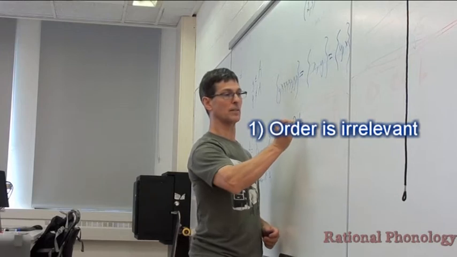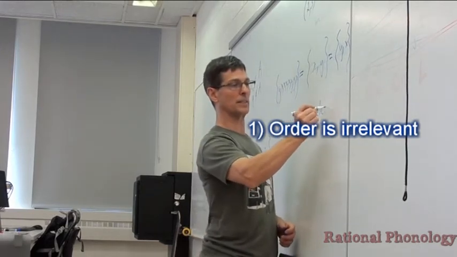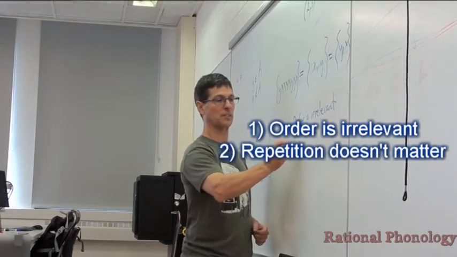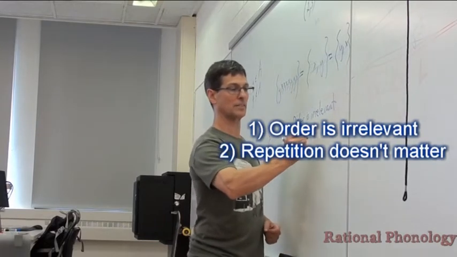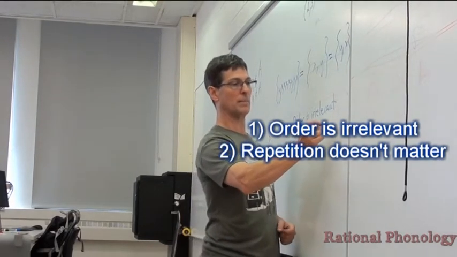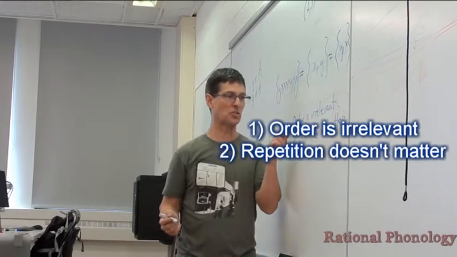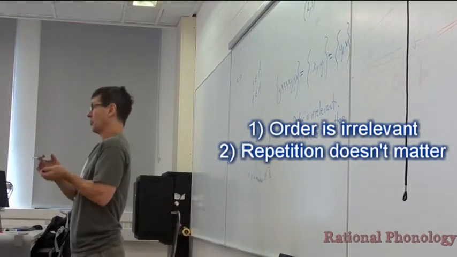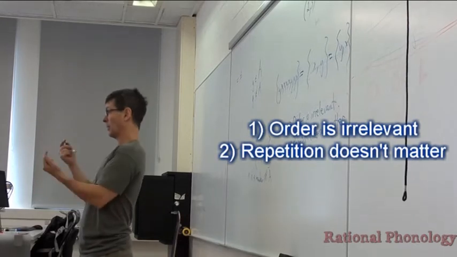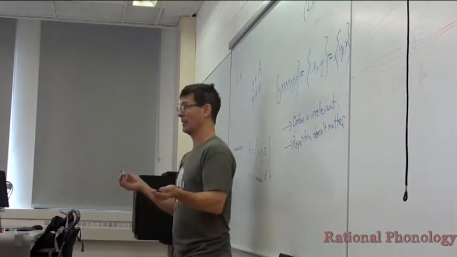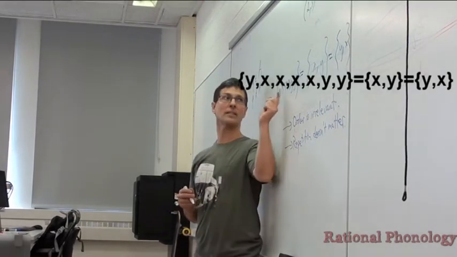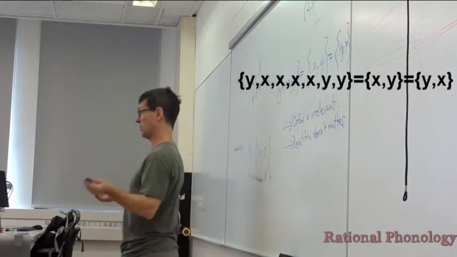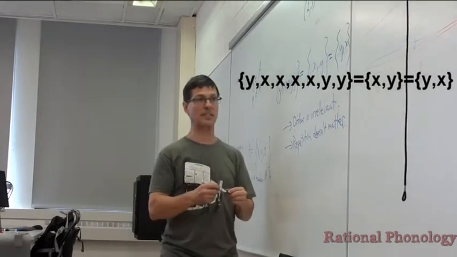So order is irrelevant, meaning the order in which I list things in a set is irrelevant, and repetition doesn't matter. Okay? But these two things follow from the fact that we said the only thing that matters is what's an element. Order doesn't matter because of that, and repetition doesn't matter. You can say, is X a member? Yes. Is X a member? Yes. You don't get anything new. The answer is that X is in the set. So repetition doesn't get anything for you.